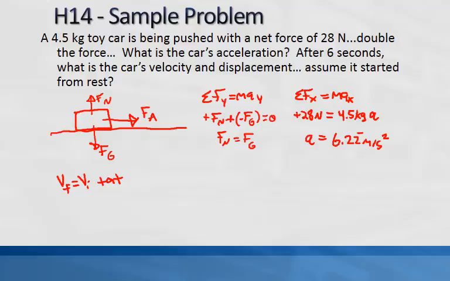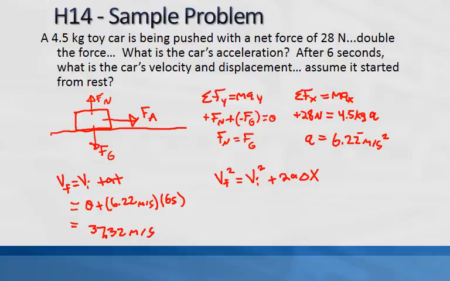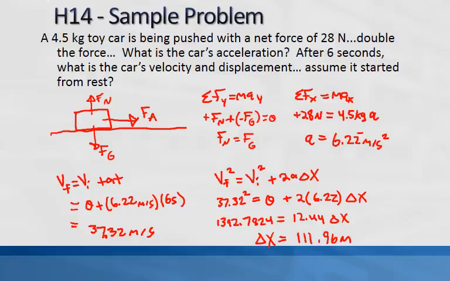Okay, so we've got our acceleration, and we can find our final velocity by using final velocity equals initial velocity plus acceleration times time. 37.32 meters per second is how fast it would be going, and 111.96 meters will be how far it will go during that portion.